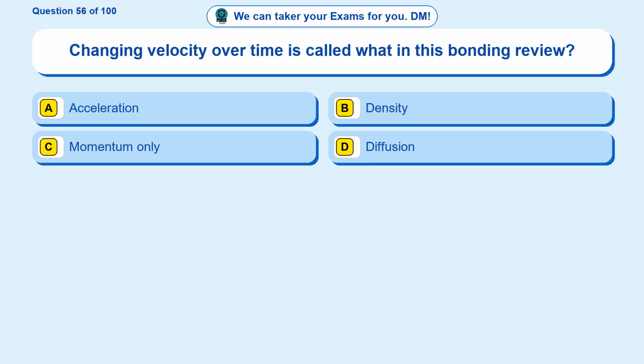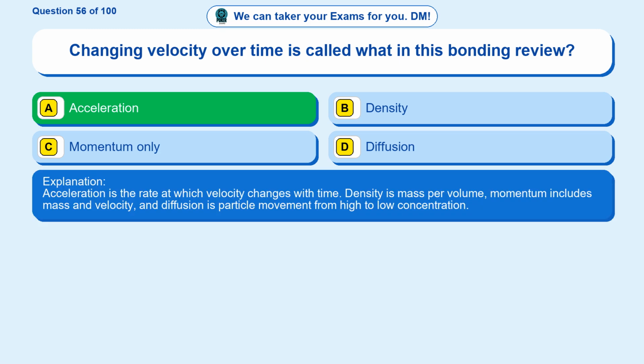Question 56. Changing velocity over time is called what in this bonding review? Option A, acceleration. Option B, density. Option C, momentum only. Option D, diffusion. The correct answer is option A. Acceleration. Acceleration is the rate at which velocity changes with time. Density is mass per volume, momentum includes mass and velocity, and diffusion is particle movement from high to low concentration.